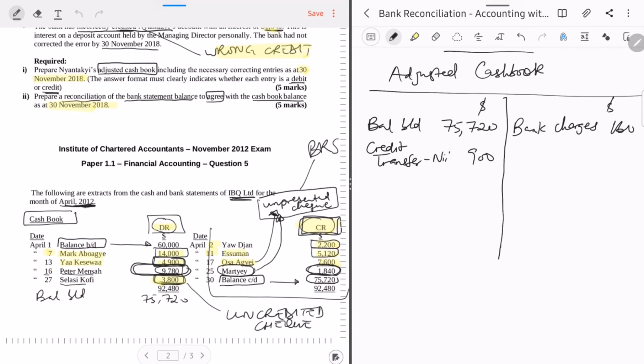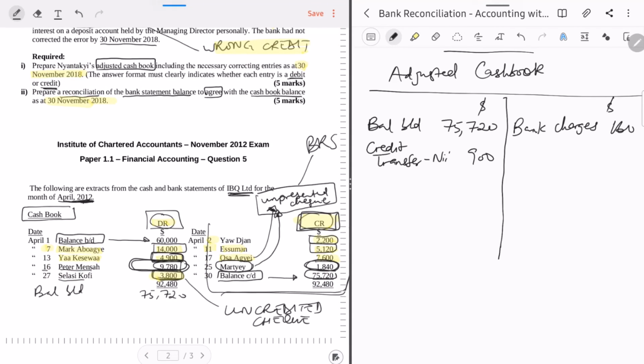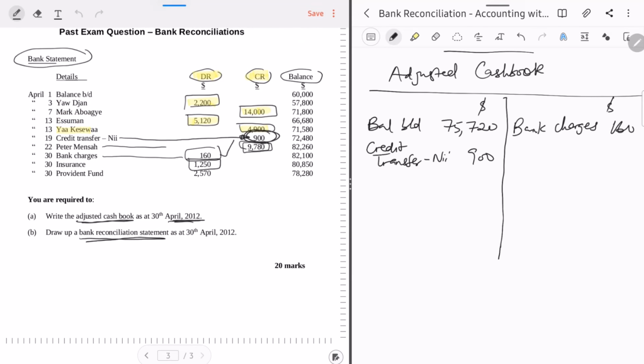Next is insurance of 1250. There's no insurance on our credit side, as you can see here, right? So we record it. Since the bank has debited, we will what? Credit our books. So insurance of 1250.